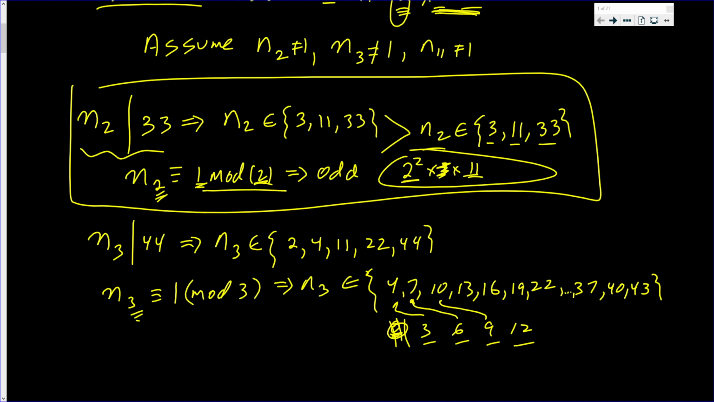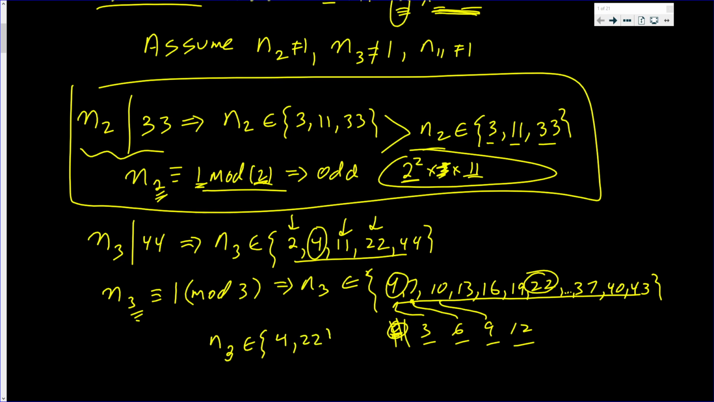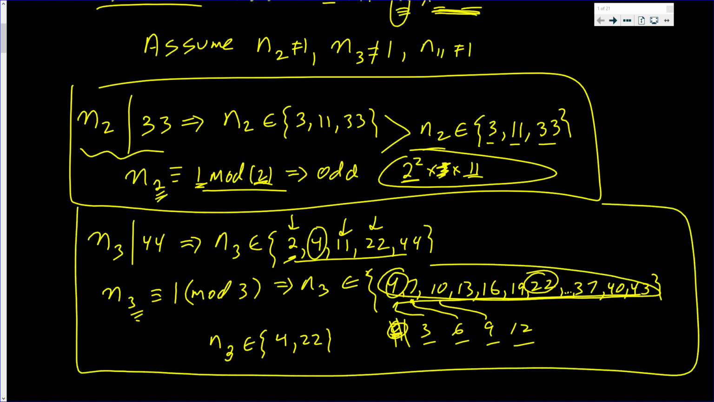The only numbers on both lists are 4 and 22. They don't have 11, they don't have 2, but they both have 22. So what we conclude is that n_3 is either 4 or 22. I may have said 2, but 2 is not in this list. Okay, so that's what n_3 can be.